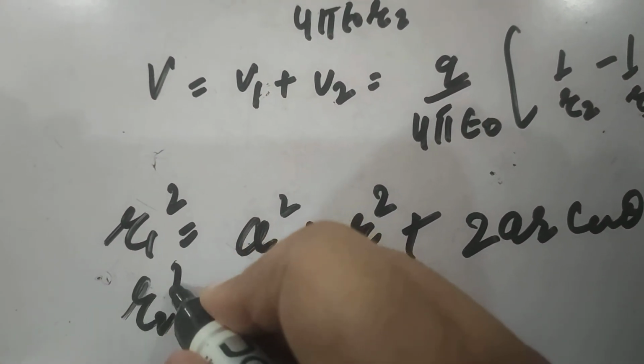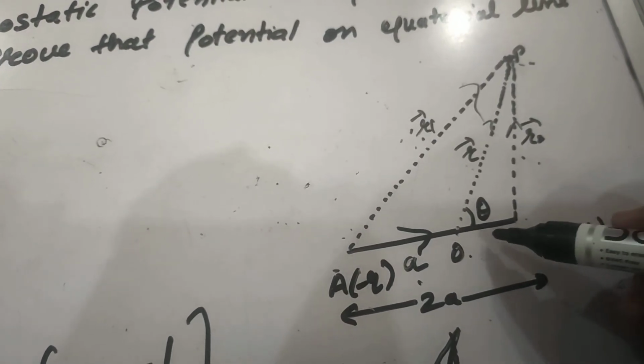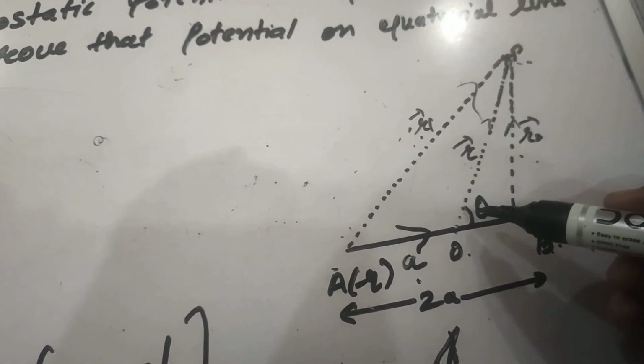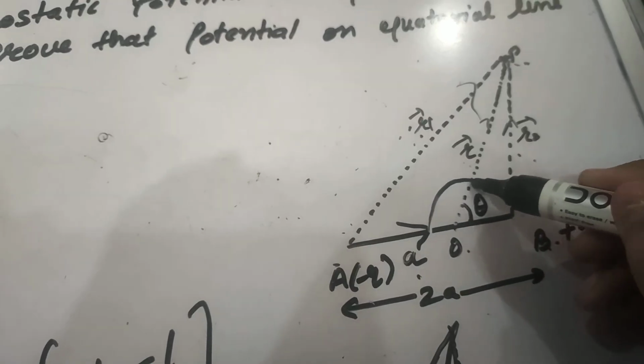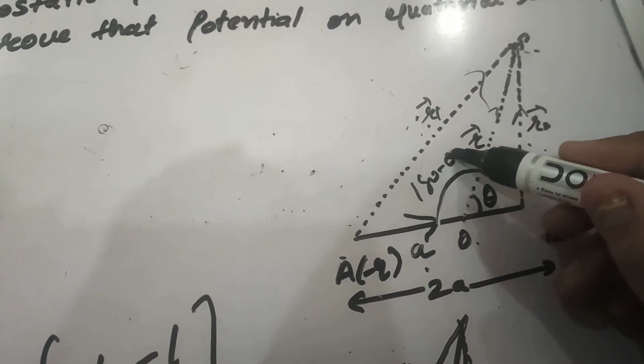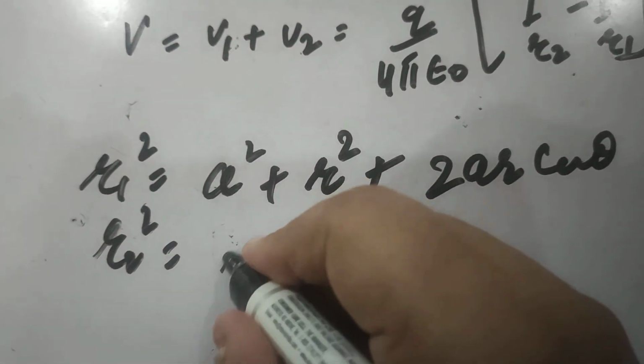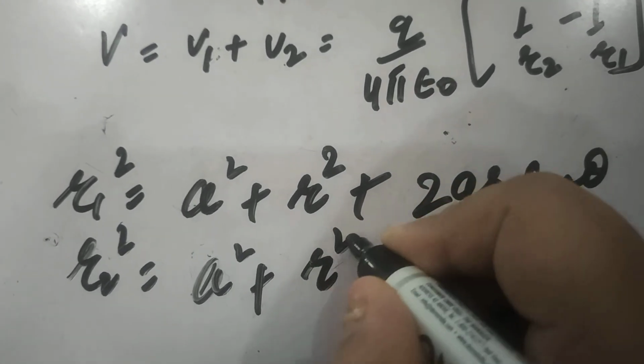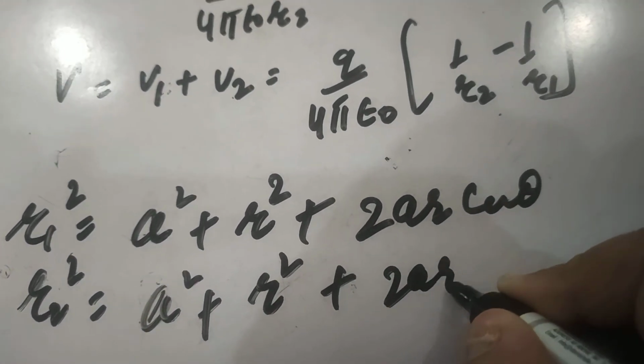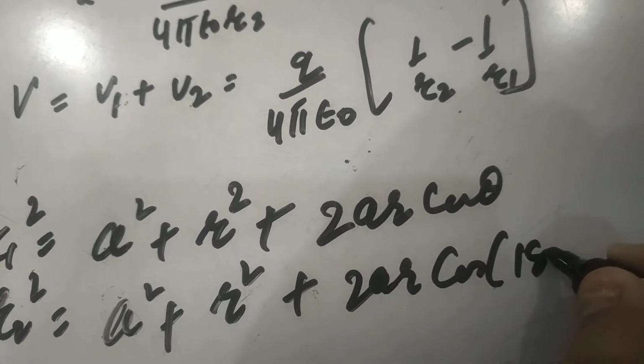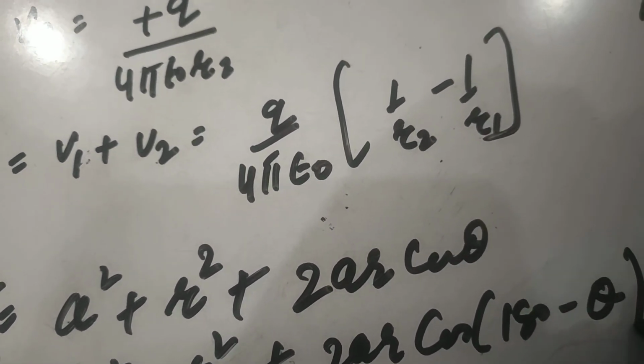Similarly, r2 square can be written as a square plus r square plus 2ar, now this angle will be considered, that is 180 minus theta. So r2 square can be written as a square plus r square plus 2ar cos of 180 minus theta, right?